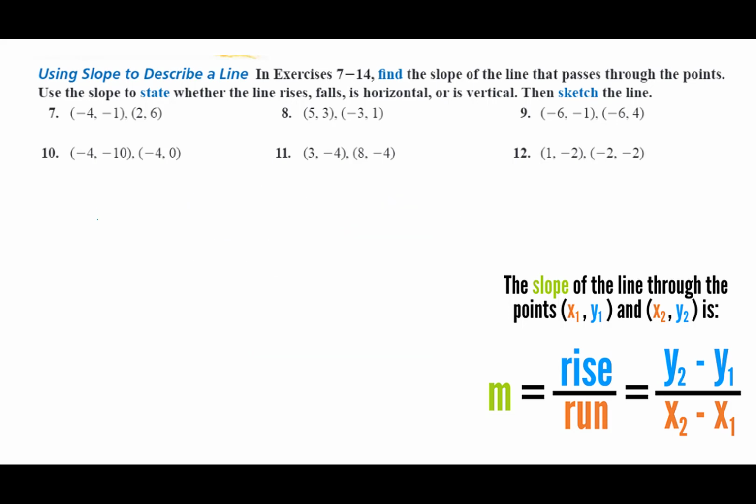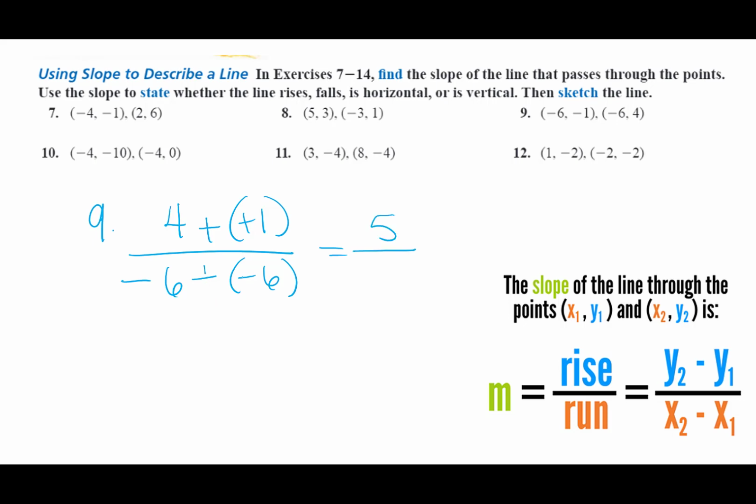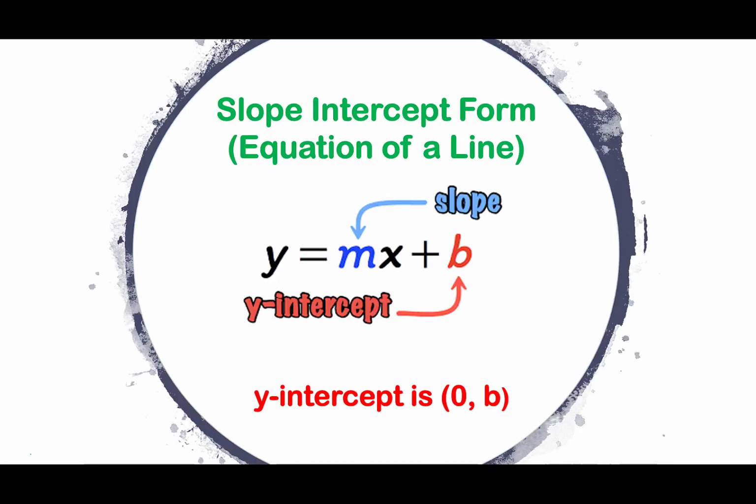And let me show you one more on this screen. We'll do number 9. This will be 4 minus negative 1 over negative 6 minus negative 6. Again, add the opposite. 4 plus 1 is 5. When we add the opposite in the denominator, negative 6 plus 6 is 0. Here we have an undefined slope again. Undefined is always vertical.